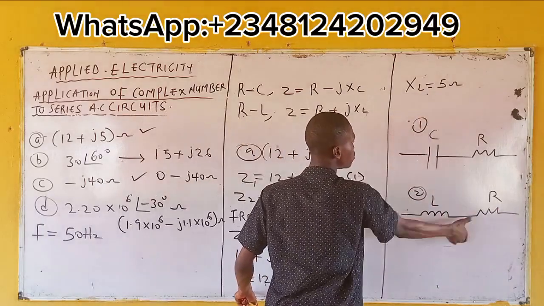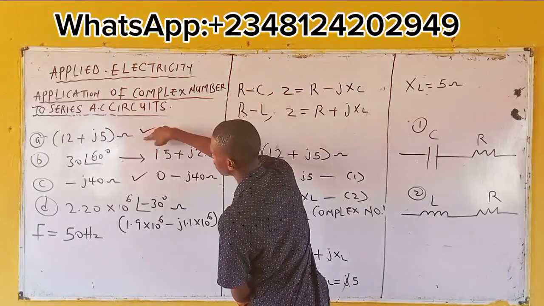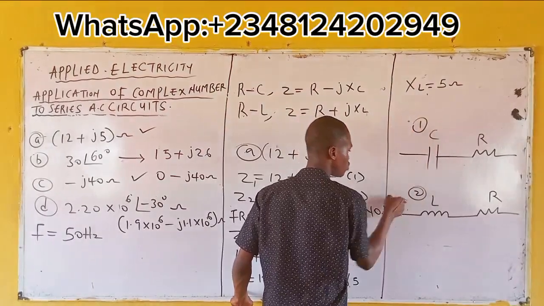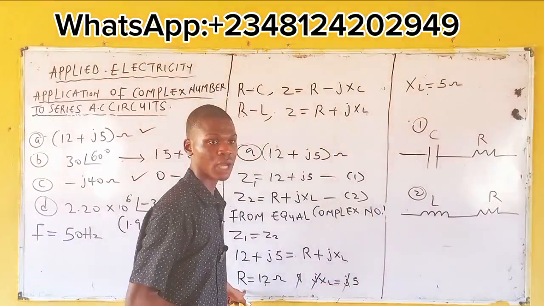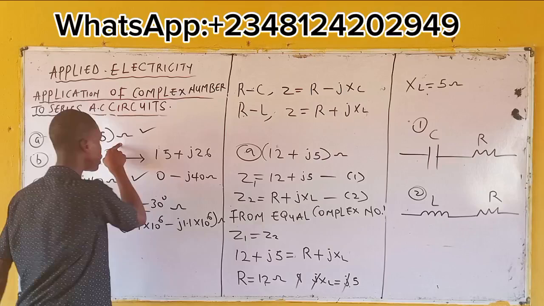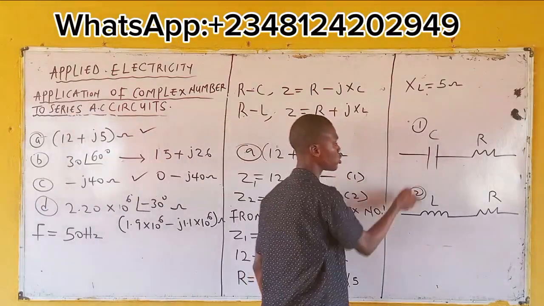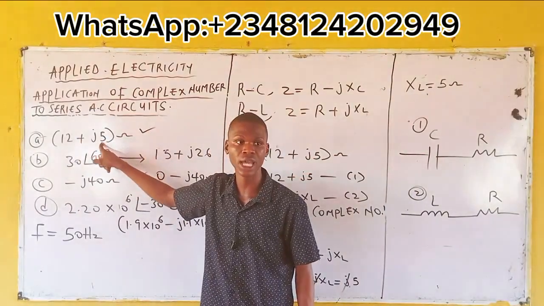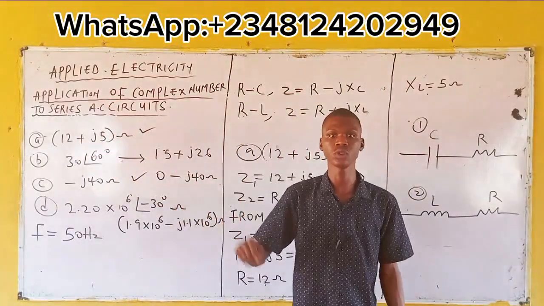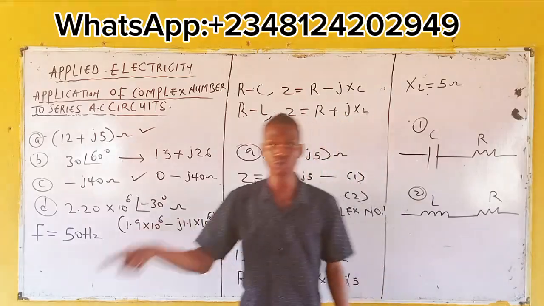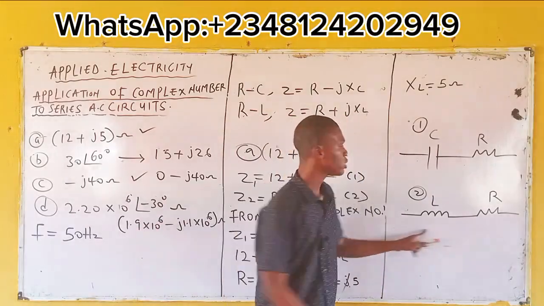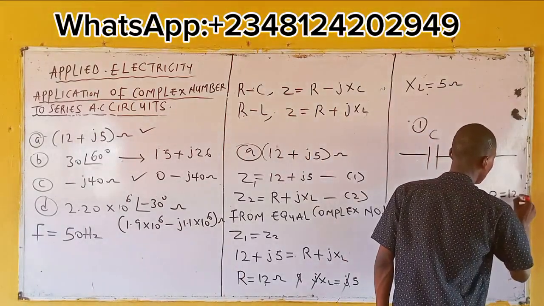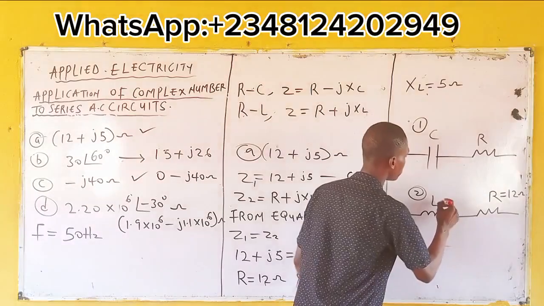XL. These two diagrams, for this Roman figure A, the corresponding diagram, is it 1 or 2? Hope you are getting my message. Why is it 2? Because in this impedance, you've identified an RL series circuit, meaning resistor and inductor. So this is the diagram. And what's the value of R from your calculation so far? 12 ohms.